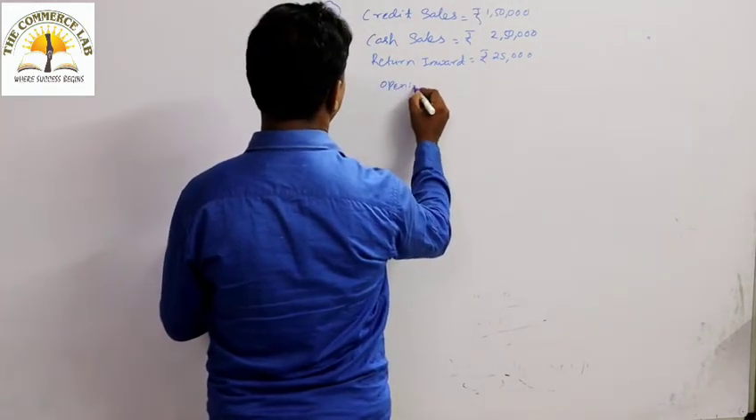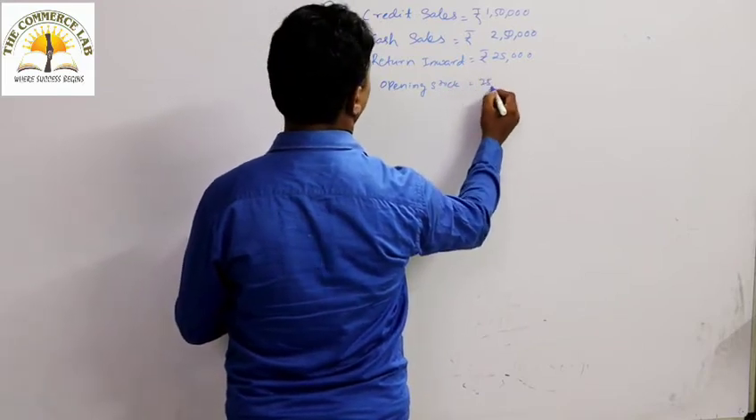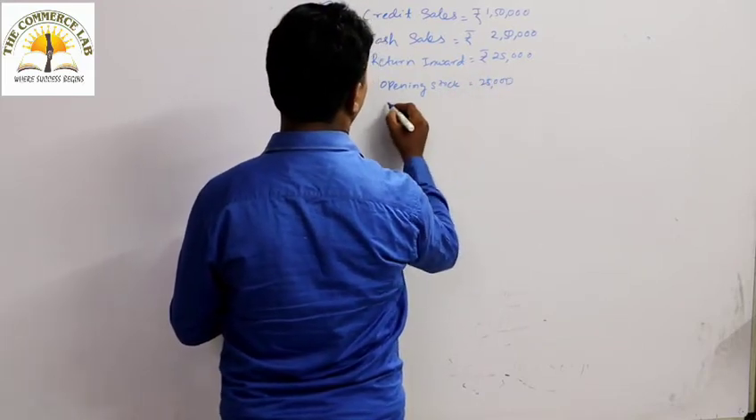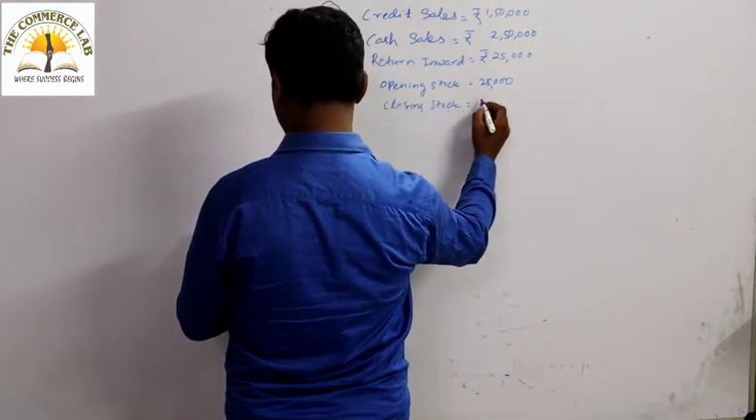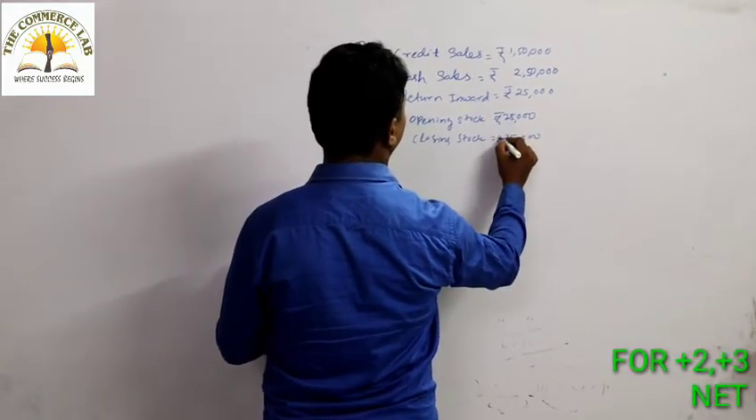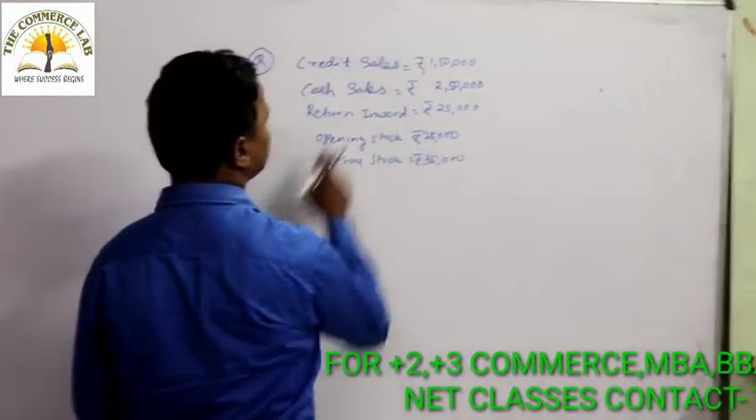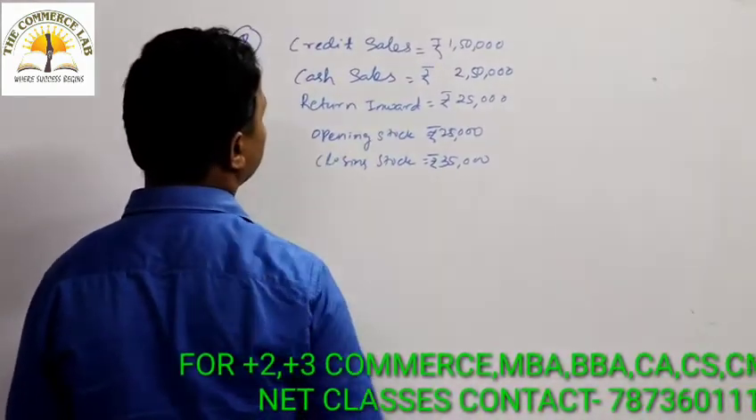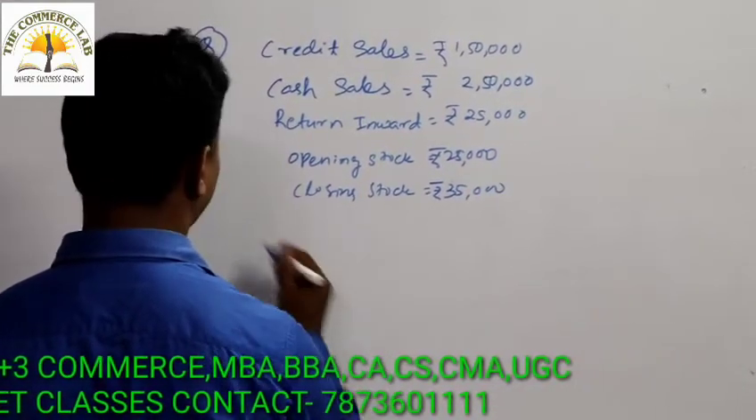Then opening stock is given, 25,000. Then closing stock is given, 35,000. All are in rupees. So 1,50,000 is the credit sales, cash sales is 2,50,000, return inward is 25,000, opening stock 25,000 and closing stock 35,000.